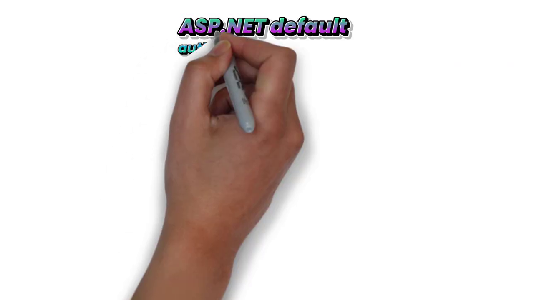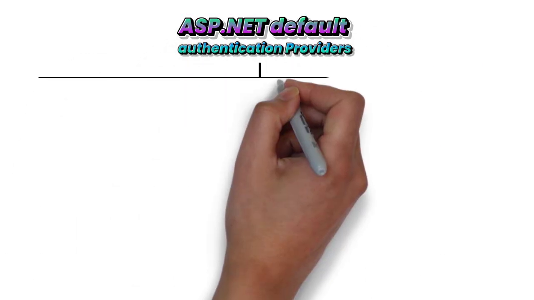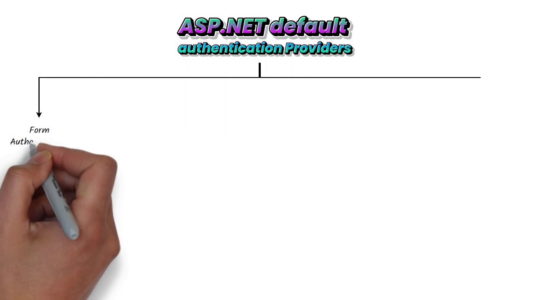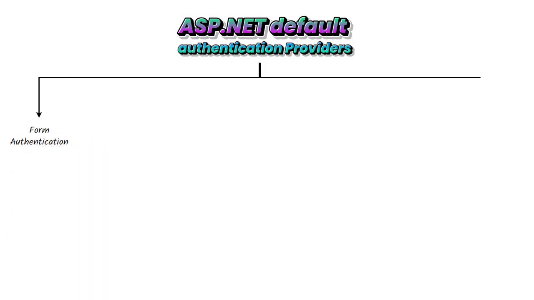Types of authentication in ASP.NET. So the first authentication is form authentication. Form authentication is the most commonly used authentication method in web applications. It is mainly based on cookies, where user authentication data is stored in the browser. In some cases, it can also work without cookies using query strings. But cookies are the standard approach.